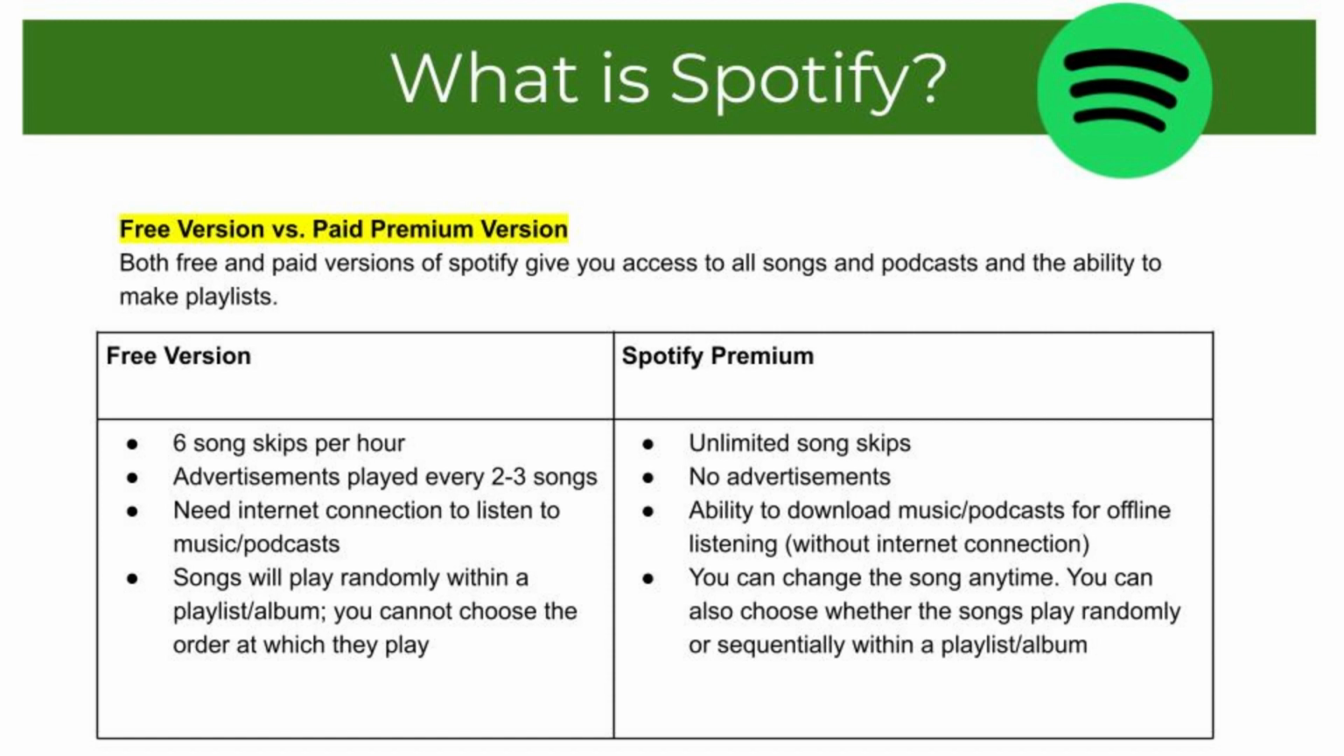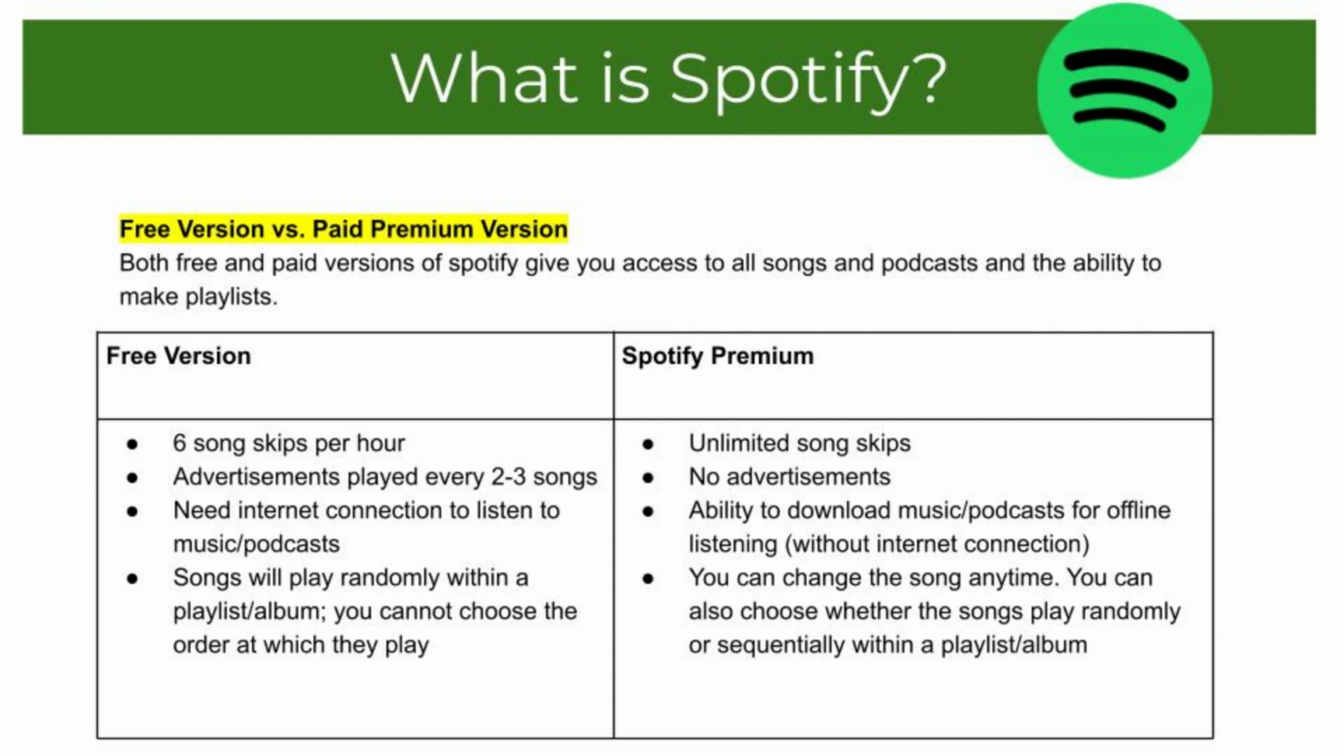The free version will also play a short advertisement every 2 to 3 songs, whereas there are no advertisements for those with a premium account. The free version also requires an internet connection to listen to music or podcasts. With Spotify Premium, you have the ability to download music or podcasts for offline listening, where you do not have an internet connection.